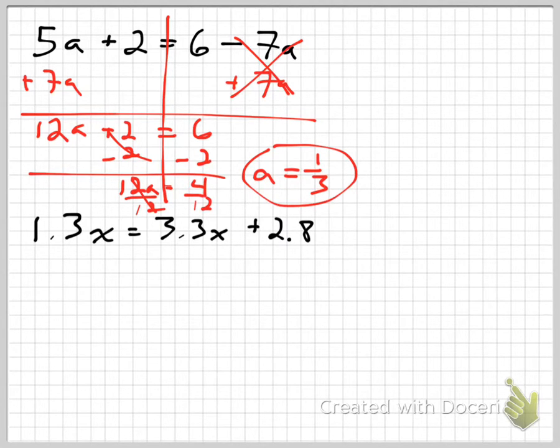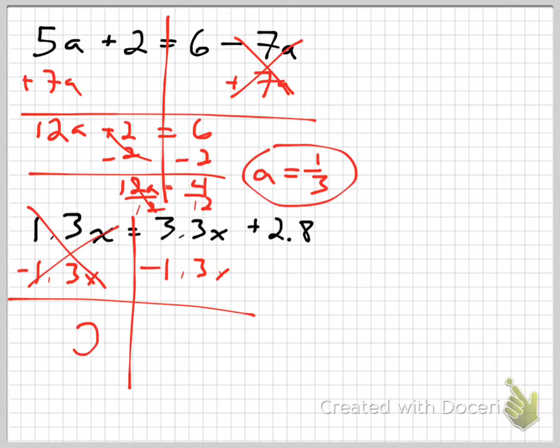The next one. Watching again. Line down the equal sign. Is the variable happy? No. There's a variable on each side. Which one do I take care of? Minus 1.3x, minus 1.3x, right?